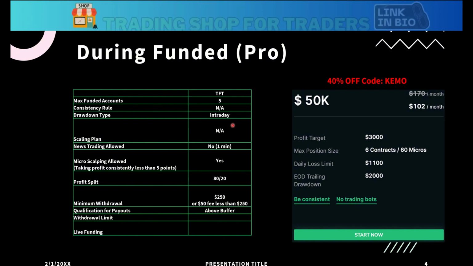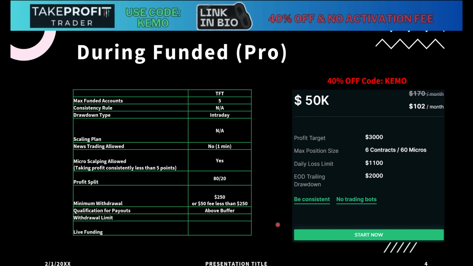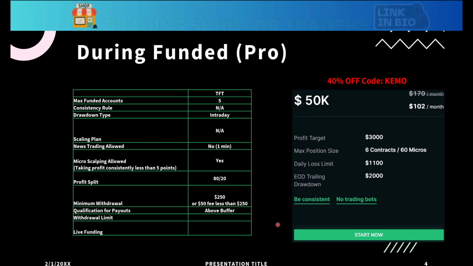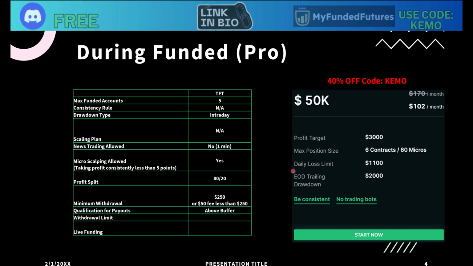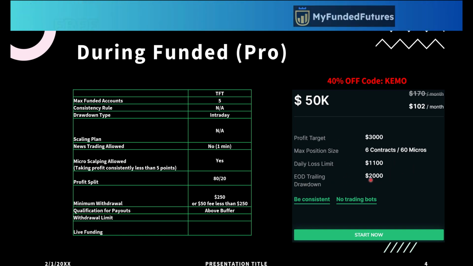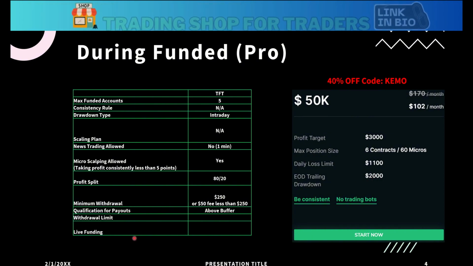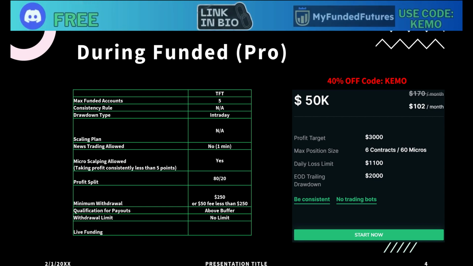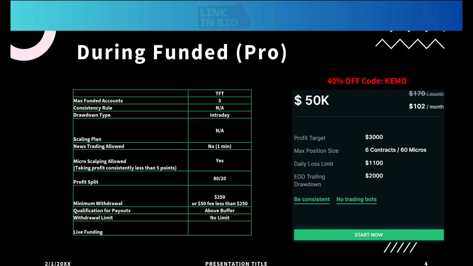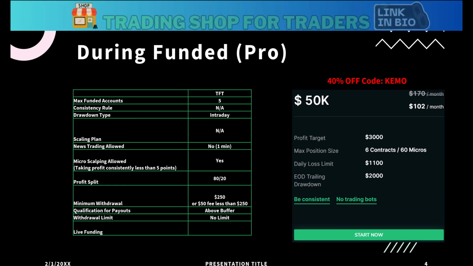And it's also intraday, so keep that in mind. So it's intraday trailing drawdown, anything you make above $2,000. So you have to first build your own buffer, which is you have to make $2,000 for a 50k account. Usually the buffer is equal to the drawdown of the account. In this account, the drawdown is 2,000. So anything above the $2,000 you can keep and you can withdraw immediately with no issues at all. The withdrawal limit is none. There is no limit on how much money you can withdraw in a day, which is really good.